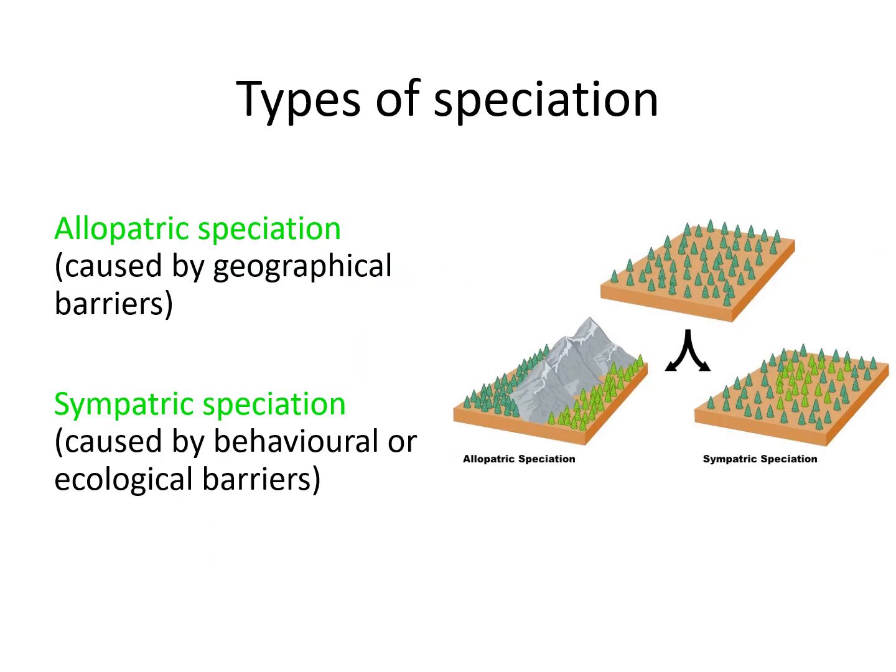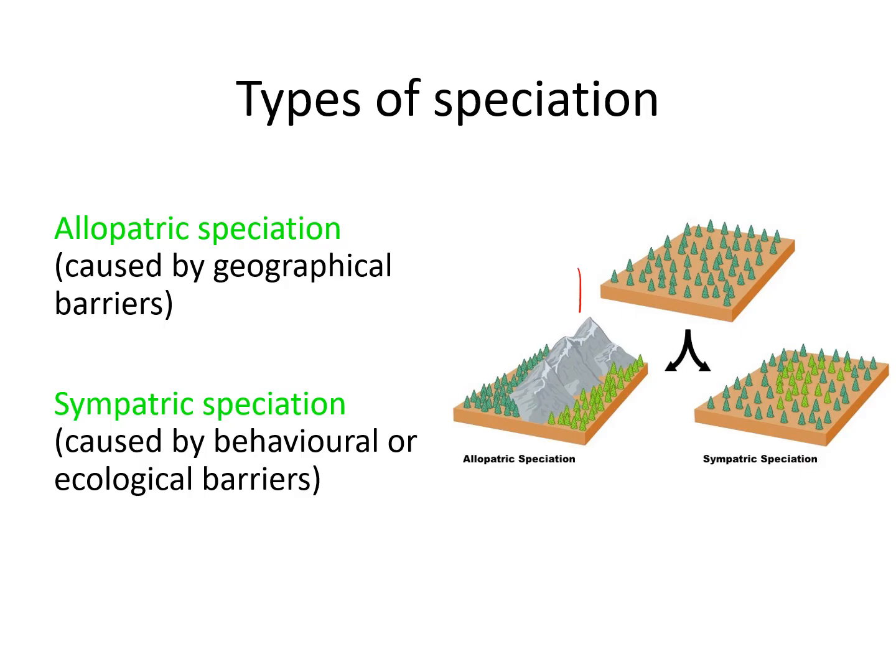So we need to know which type of barriers lead to which type of speciation. And there's two types of speciation that we need to know about. We have allopatric and we have sympatric speciation. And allopatric speciation is caused by geographical barriers. So it's going to occur when we've got that physical separation of our population, and we're going to have to adapt to different selection pressures.